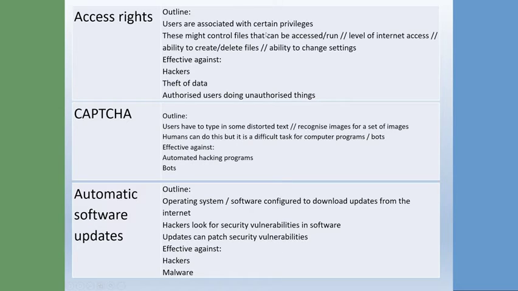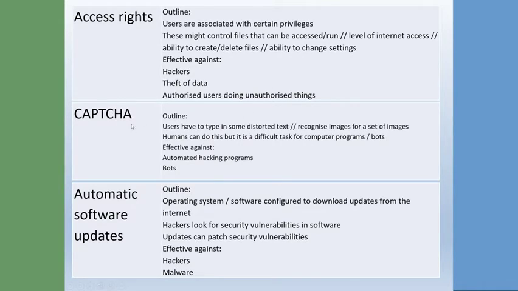Access rights. So users are associated with certain privileges that give them access to certain files and levels of files. It may stop them from actually accessing or running certain files, gives them different levels of internet access, the abilities to create and delete files, and the ability to change settings within the system. So if you want to change some of the features of Windows, we can stop that with our access rights. Again, it's effective against hackers, the theft of data, and authorized users doing unauthorized things. Okay, so making those changes to the operating system.